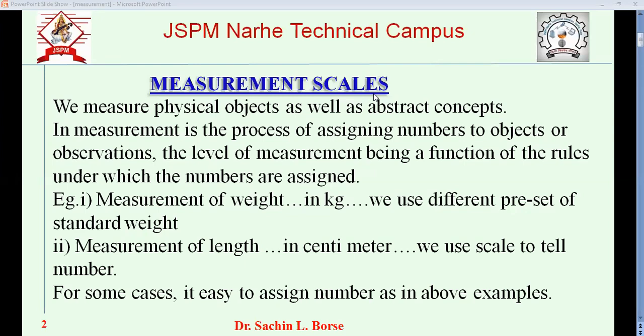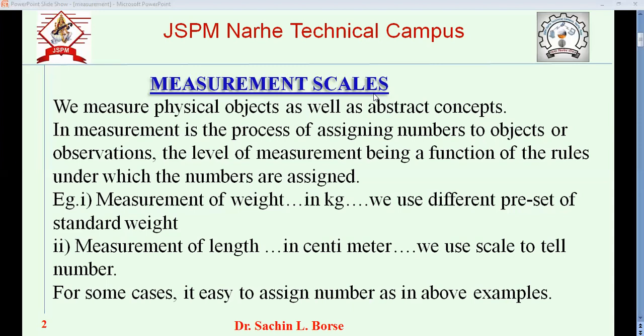So when we assign these numbers, there will be some levels of measurement, which is a function of the rules, and those rules we will understand later on. So when we assign a certain number to the object or observation, we use some function of the rules and then we decide that number.